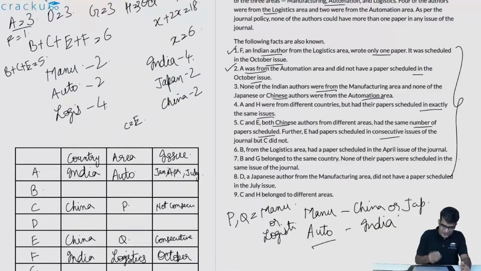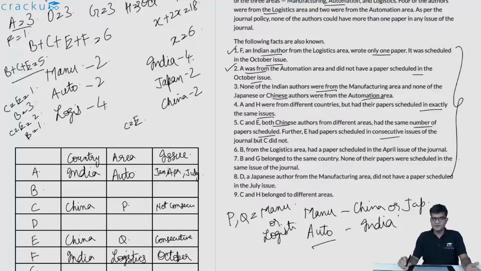As C is equal to E, if we go up over here, there are some possibilities. The possibilities are that either C is equal to E is equal to 1 and B will be equal to 3, or C is equal to E is equal to 2 and B is equal to 1. These are the only two possibilities. But because we know that E has his paper scheduled in consecutive months, the number of papers that E has published definitely can't be equal to 1. So this would imply that C is equal to E is equal to 2 and B is equal to 1.